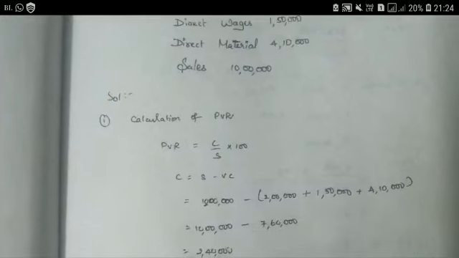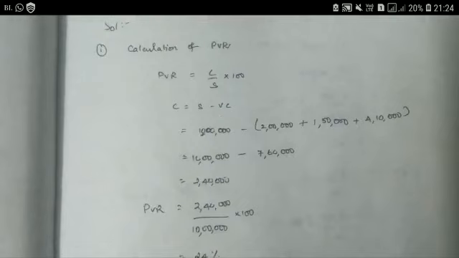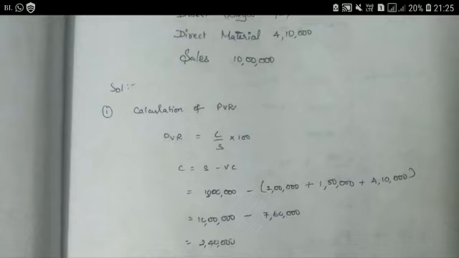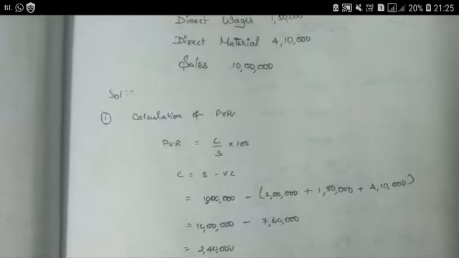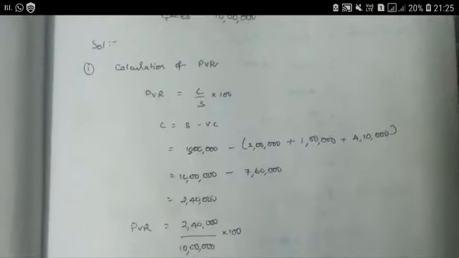So what is the formula for calculating contribution? Contribution is nothing but sales minus variable cost. Sales is already given in the problem, that is rupees 10 lakhs. In addition, we have to calculate the variable cost. As I said earlier, variable cost here it is given under 3 different headings, namely variable overhead, direct wages, direct material. We have to add all these things, that is rupees 2 lakhs, rupees 1,50,000 and plus rupees 4,10,000. If we add all these things, we will be getting 7,60,000.